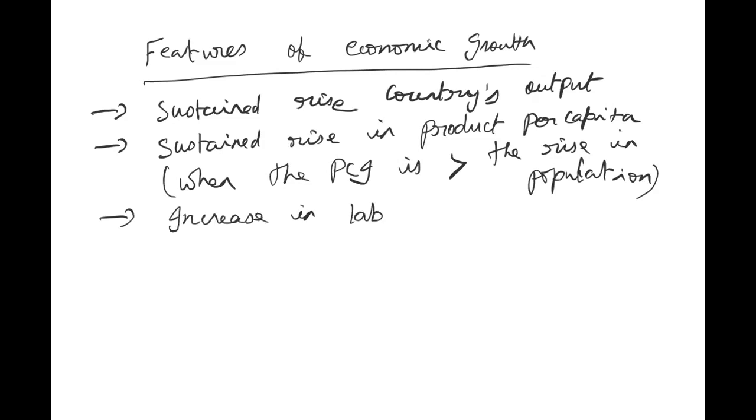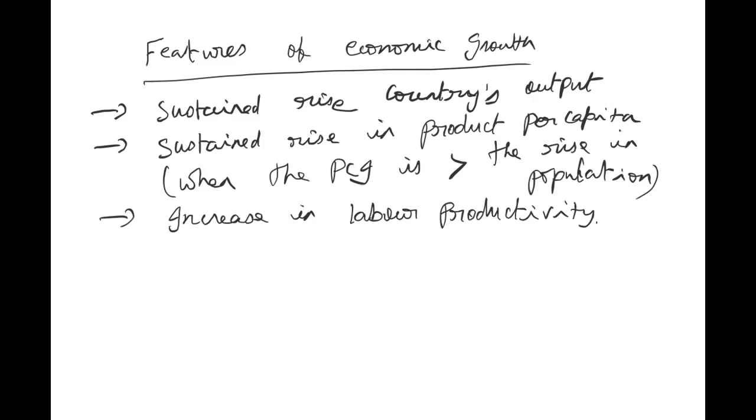Okay. And then the next one is the increase in labor productivity. So the productivity of the labor should also keep on increasing. There is a difference between production and productivity. Production means the total output produced by all the laborers in a country. The productivity means what is the output produced by one laborer. So that productivity of the laborer should also increase.